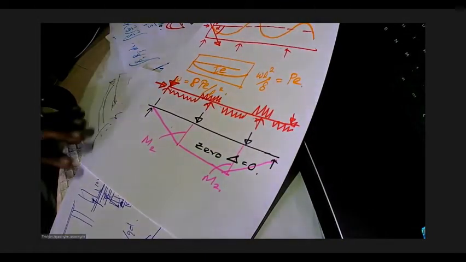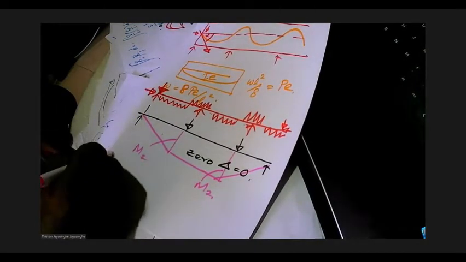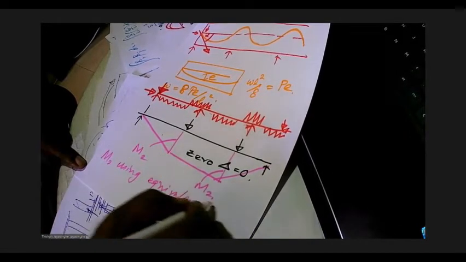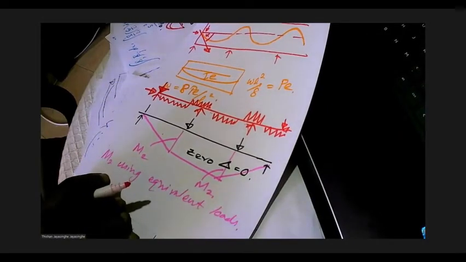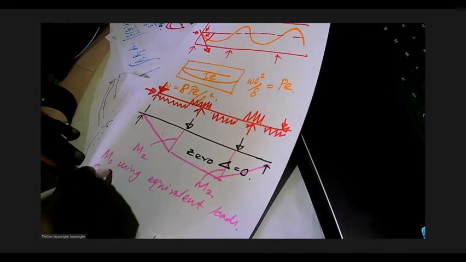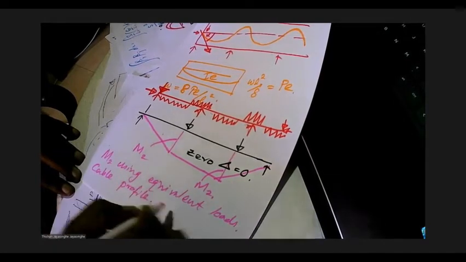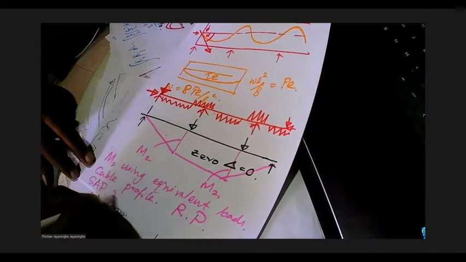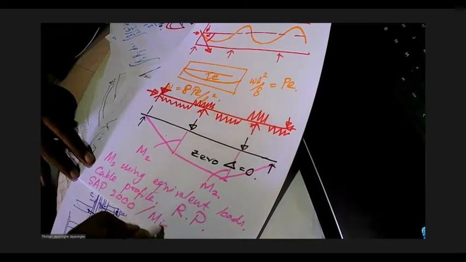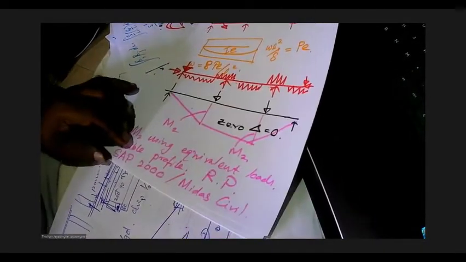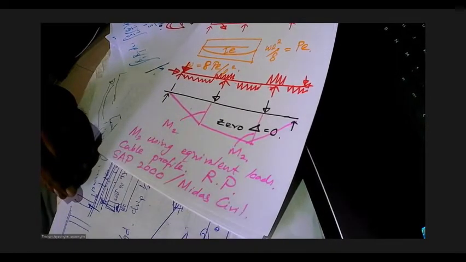So this is M2 using equivalent loads. It's a fairly straightforward method, but we need to know the cable profile. We need to know the force P, and then we need the equivalent forces, to analyze. So these are needed.